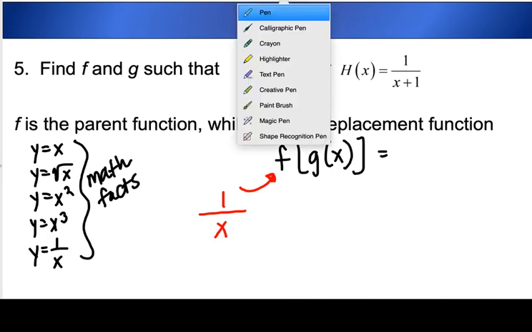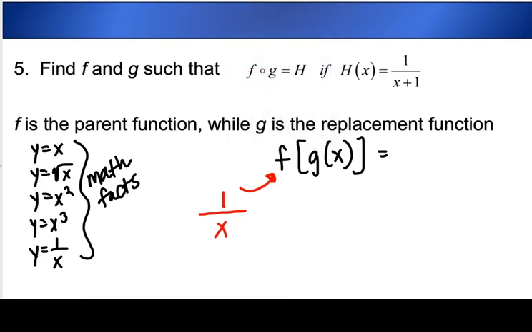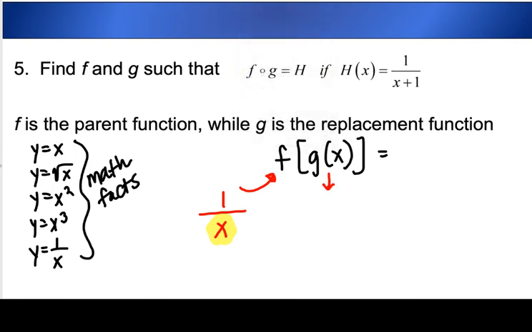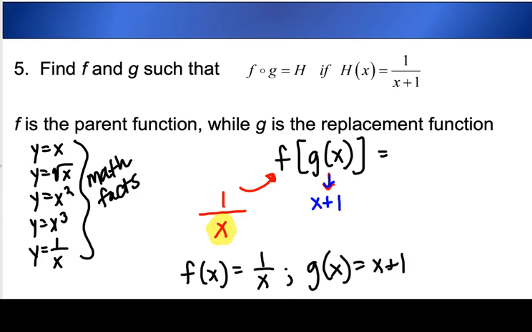But I don't put an x in there. I have to take another fraction and replace x with x plus 1. So g of x, let's use a different color, g of x is x plus 1. So f of x is 1 over x, and g of x is x plus 1. f of g of x says you're going to take your x plus 1 and put it in for x, and voila, you get h of x, which is 1 over x plus 1.